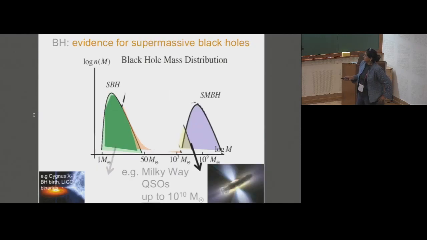And then we know, for example, that we have observational evidence from the Milky Way, from bright quasars, and in fact, now we know that there are extremely massive central black holes that could be up to a few billion, maybe 10 to the 10 solar masses.